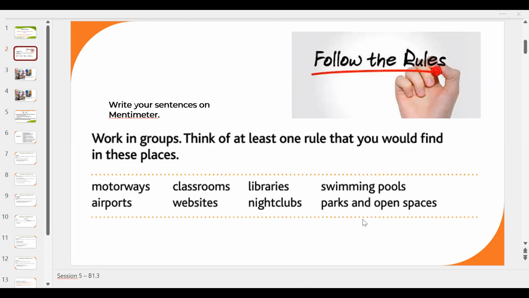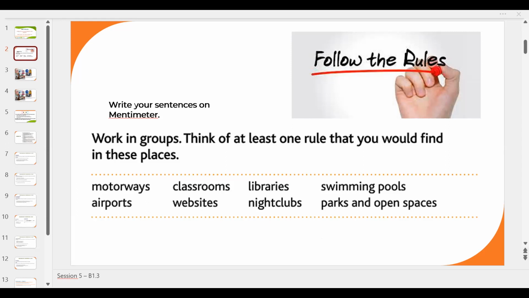So for example, let's say that you are going to think of a rule that you see in a library. Probably one of the most common rules that we find at libraries is that you have to be quiet while you are using the place, because noise is not allowed. The idea is to write only the rule. It's not necessary yet to provide a full description of what the rule is about.